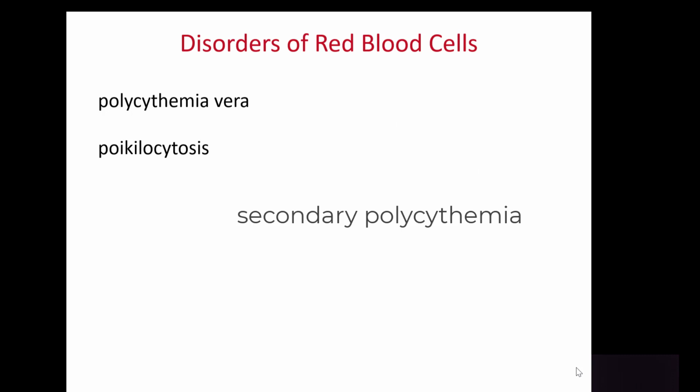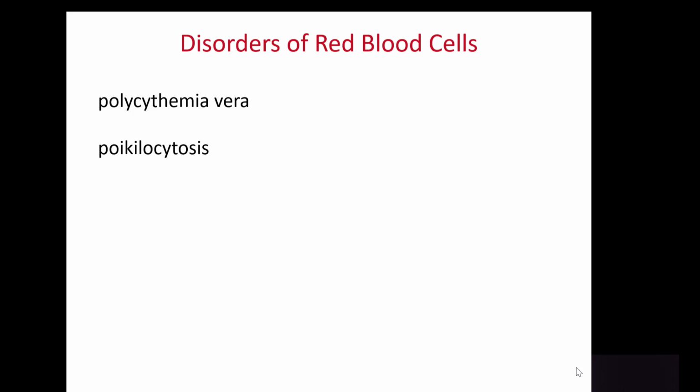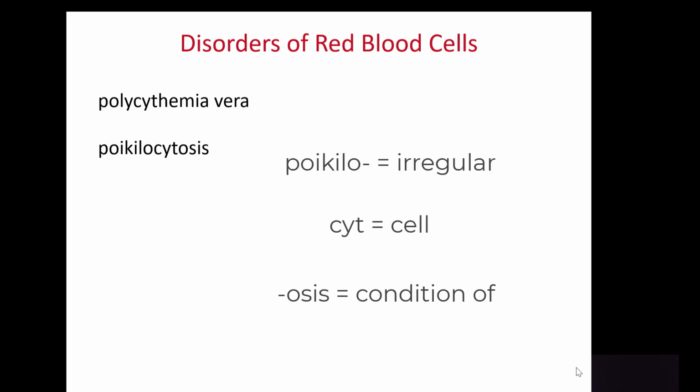Secondary polycythemia can be caused by lack of oxygen or increased production of EPO, both of which will stimulate the bone marrow to produce blood cells. For example, individuals living at high altitudes often have secondary polycythemia as a secondary response to the low oxygen levels. And finally, poikilocytosis is the medical term we use to describe having abnormally shaped cells in your blood. Poikilo means irregular, cyte means cell, and osis means condition of.